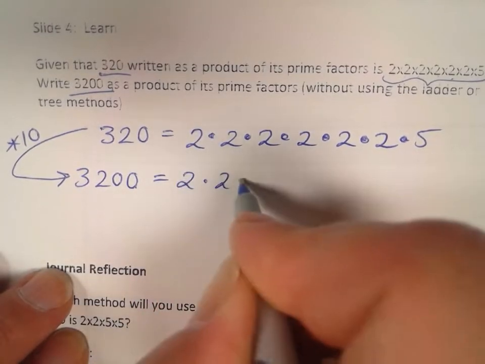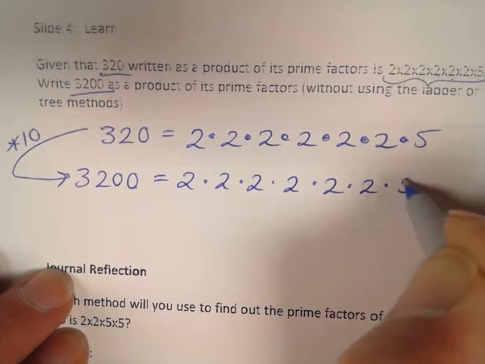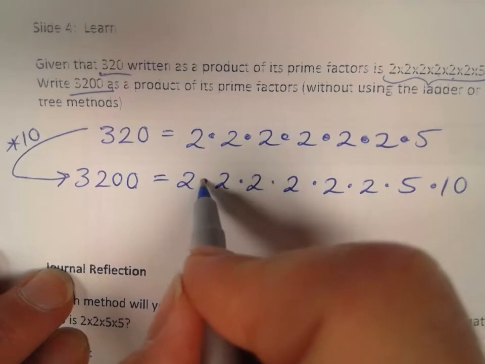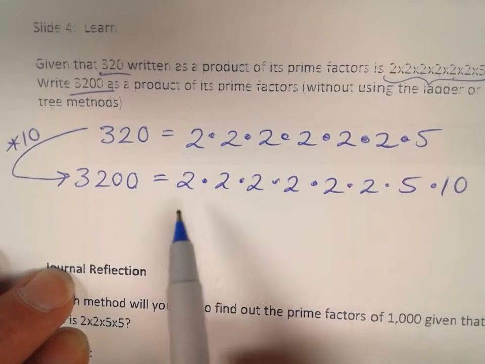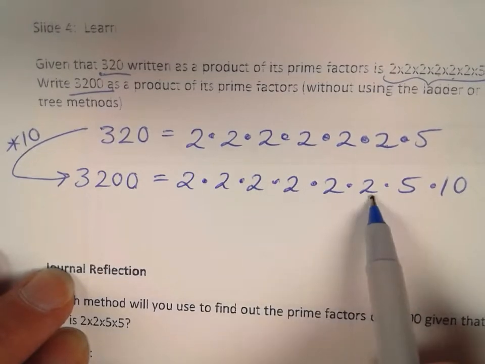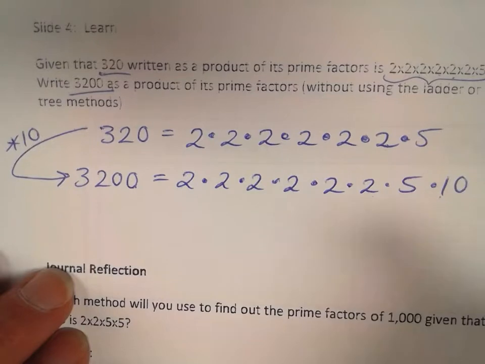2 times 2 times 2 times 2 times 2 times 2 times 5 times 10. Let's make sure I have it all. 1, 2, 3, 4, 5, 6 2's, 1 5, and remember, we were going to multiply all of that by 10 to get that extra 0 at the back.